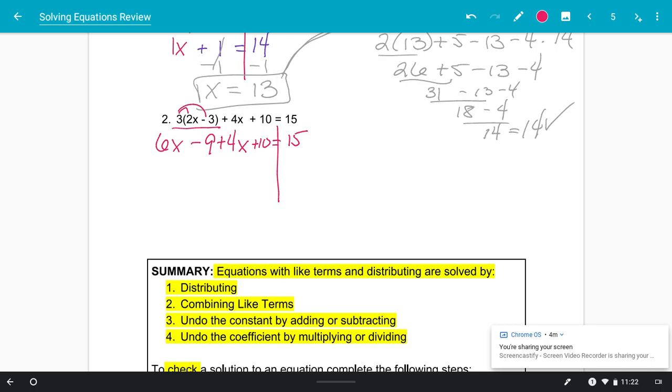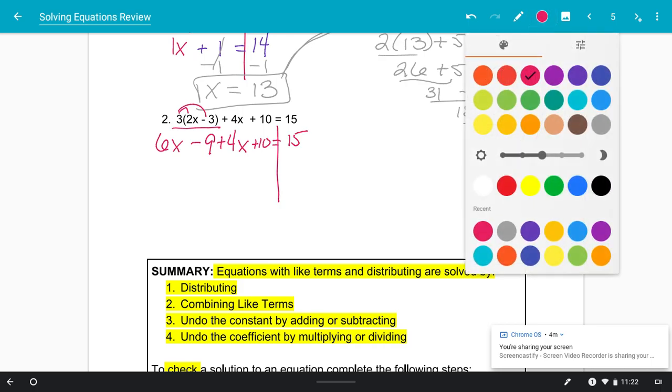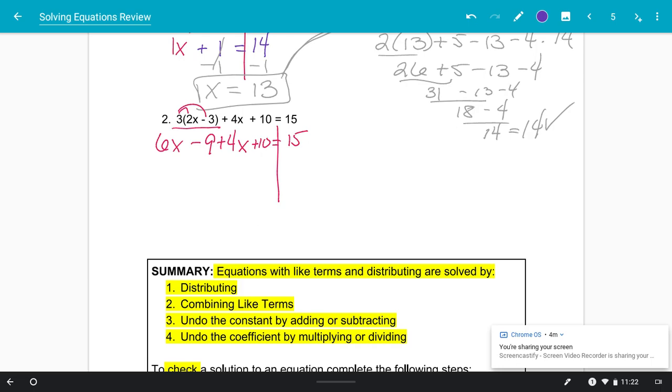All right, now that I've distributed and all I have left is addition and subtraction, I'm ready to combine my like terms. So I'm going to look for any other x terms, and I have 2 of those. I have a 6x and a 4x, so those will combine to get 10x. I then have a negative 9 and a positive 10. Those will combine to get a positive 1. And then I bring down the equals 15.